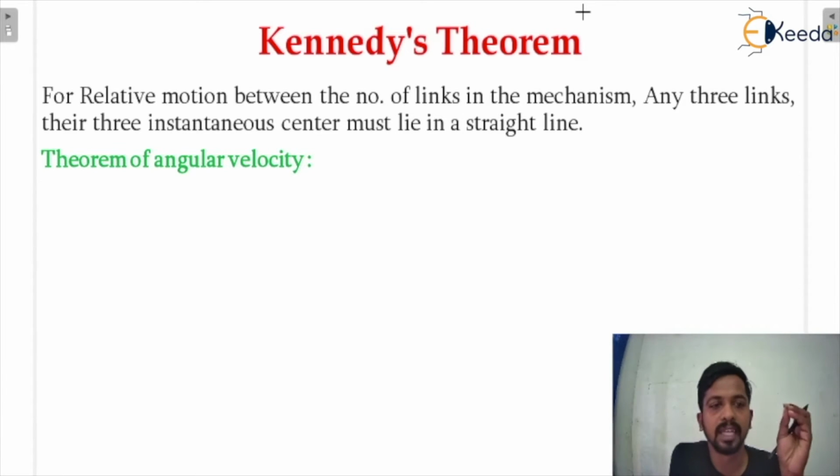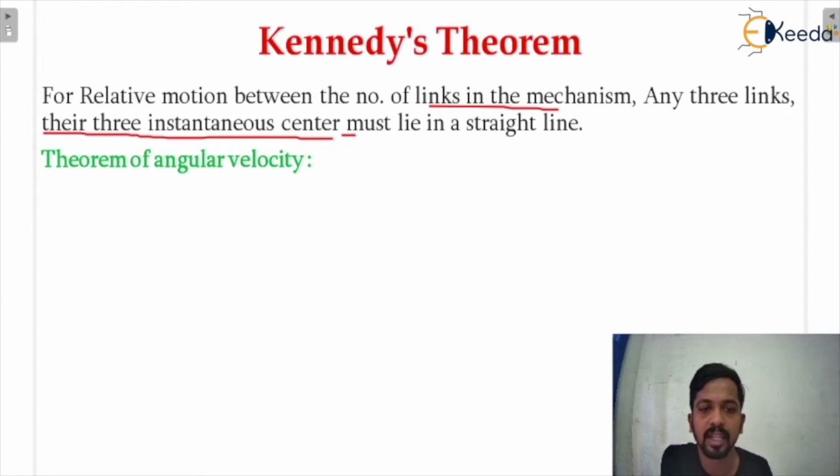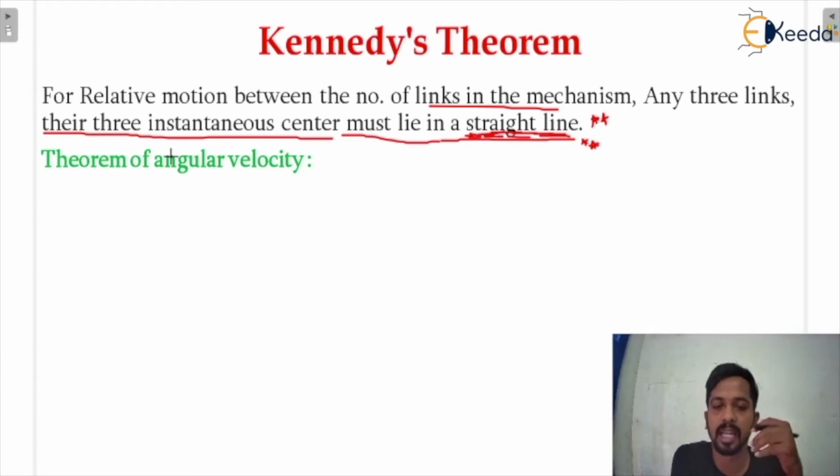Kennedy's theorem says for the relative motions between the number of links in the mechanisms, out of the number of links, any 3 links, their 3 instantaneous centers must lie in a straight line. You must remember this line, because they will ask you questions based on this statement. They can ask whether the instantaneous centers must lie on a curve, a parabola, a circle, or a straight line. So it is the straight line, you must remember from the exam point of view.